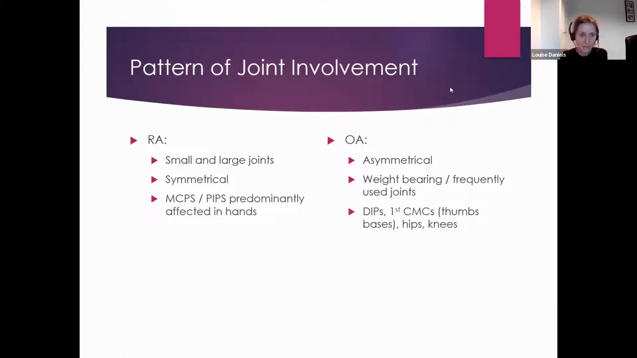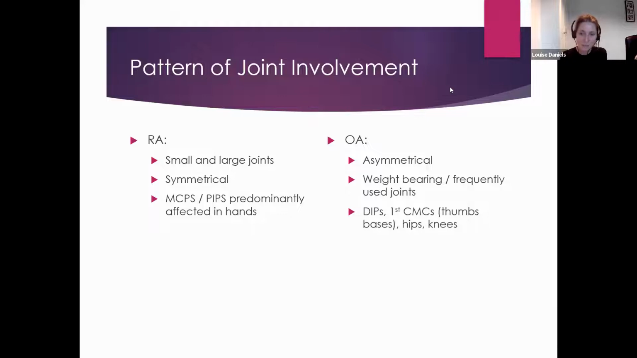So comparing the pattern of joint involvement, rheumatoid arthritis is usually symmetrical. It typically affects the small joints in the hands, but also any of the large joints in a symmetrical fashion. And within the hands, it's the MCPs, which is the joints across the knuckles, and the PIPs, the middle joints, that are predominantly affected. Osteoarthritis is usually asymmetrical.